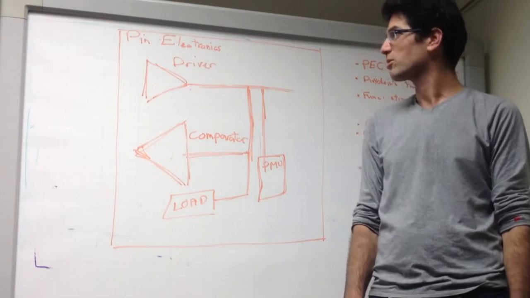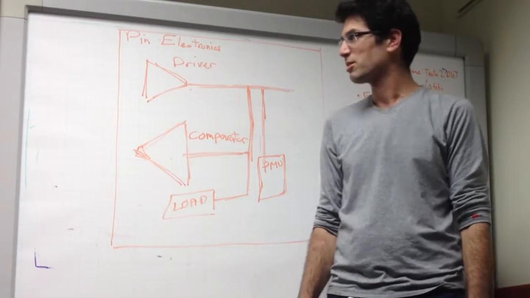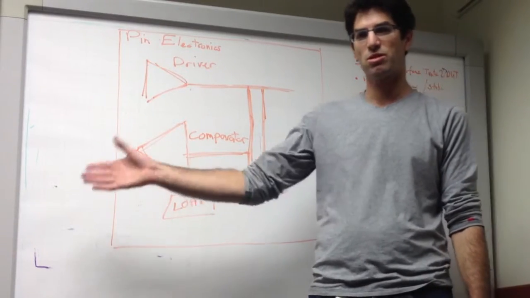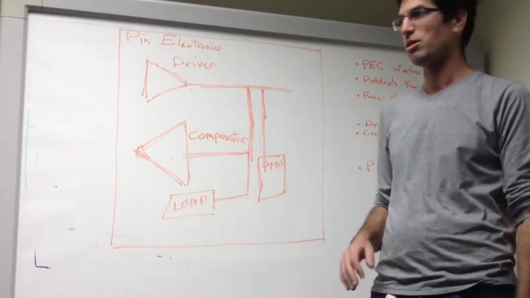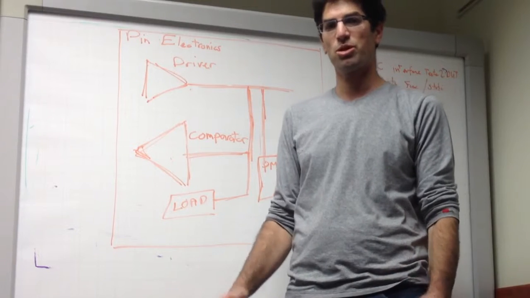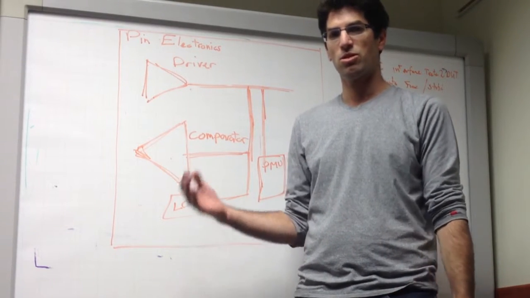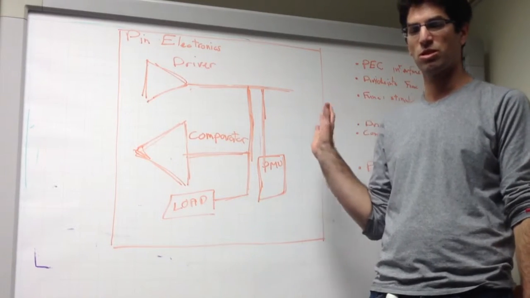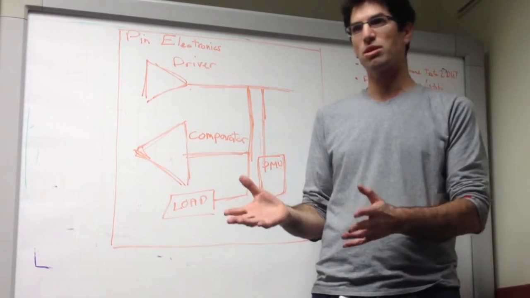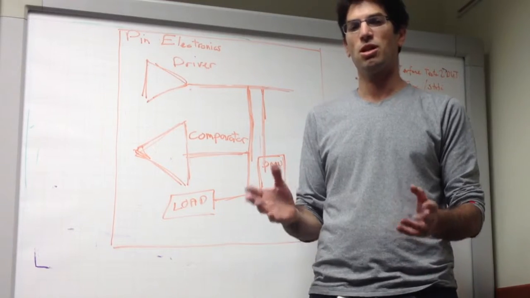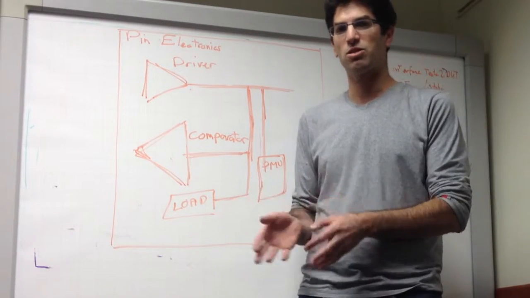Pin electronics, or pin electronics card. It's the interface between the tester and the DUT. There are two major types of testing we run on a tester to test the DUT. One is dynamic testing or functional testing, and the other one is static or DC testing.